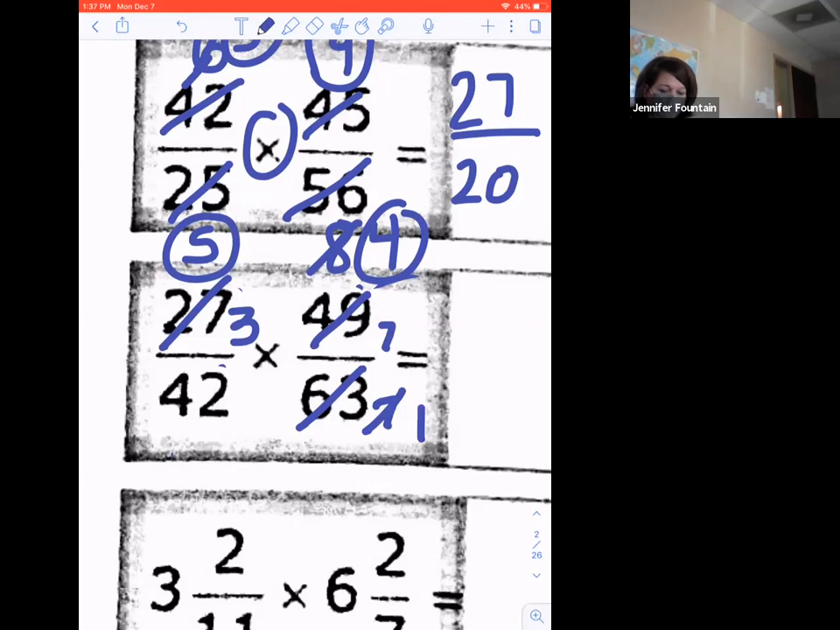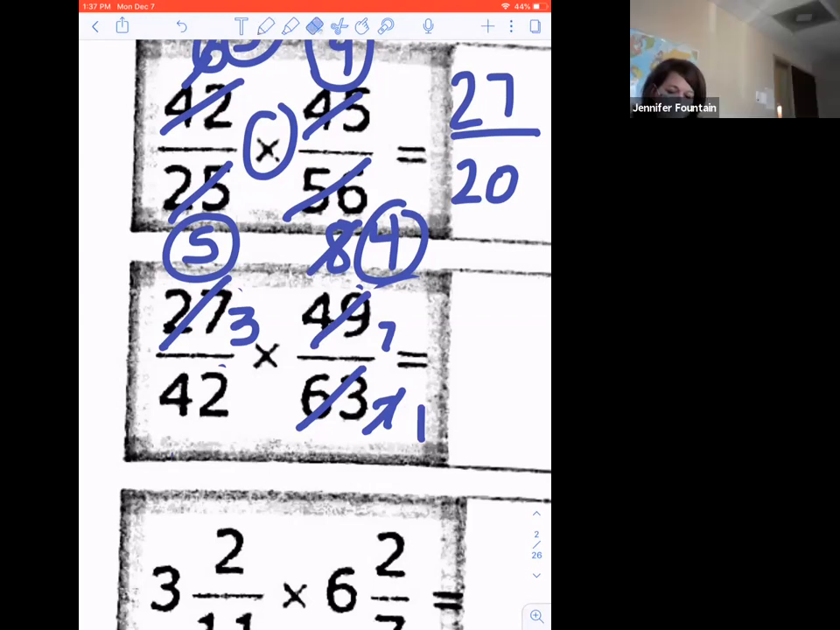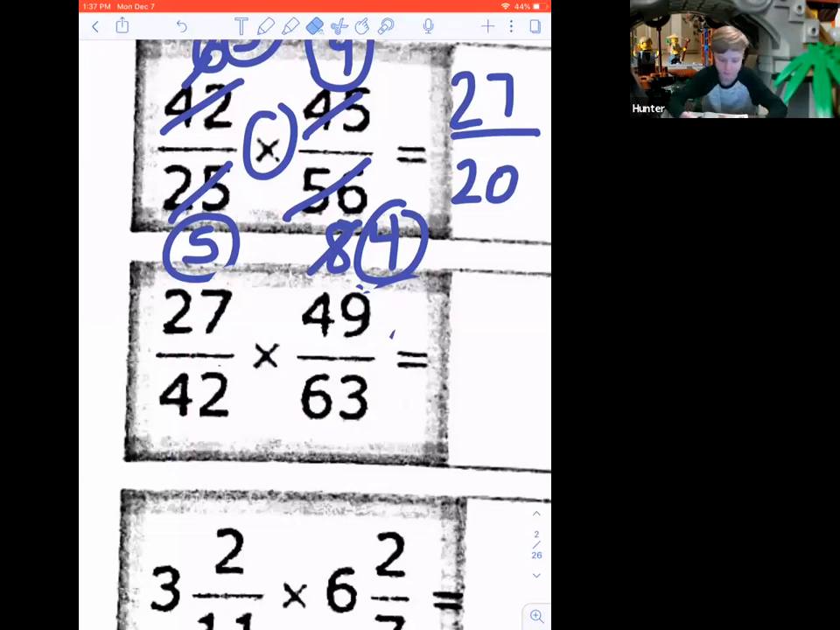That still looks like... I'm confused. I am too, because it's not an equation. I guess when we're canceling with other numbers as well. So we're not actually... let's go ahead and just do this.